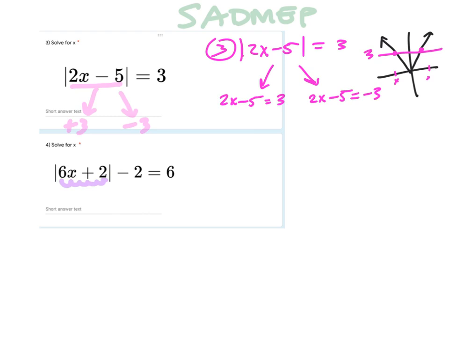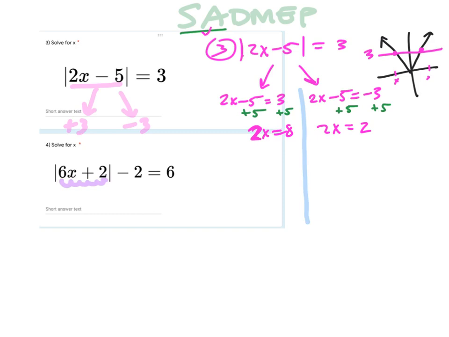All right, SADMAP, plus or minus. So I have +5 on both. I'm going to work two equations at the same time. Let's separate them with a little bar. So 2x equals 8, 2x equals 2.